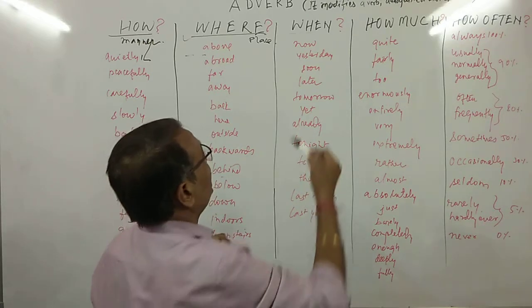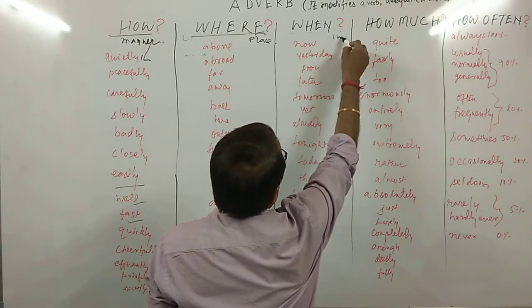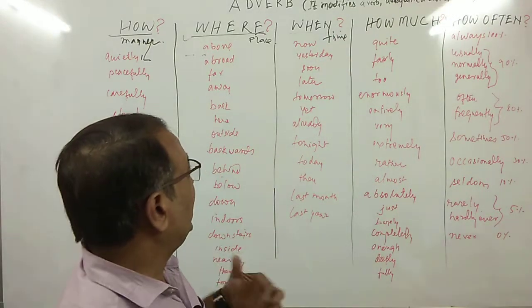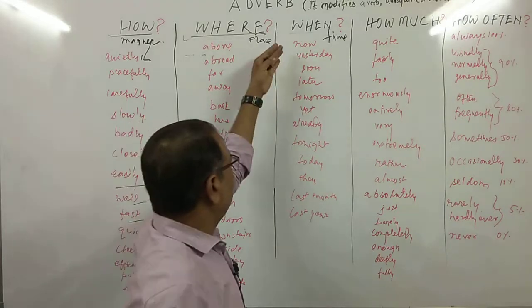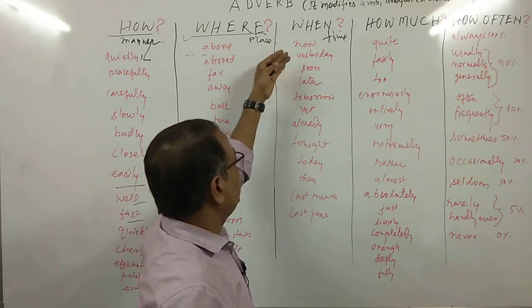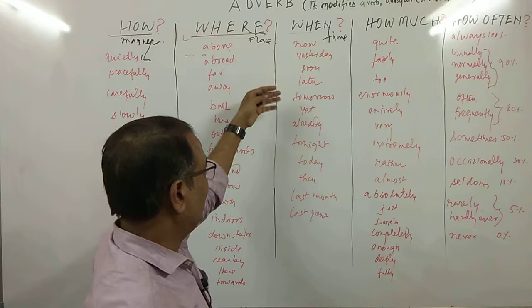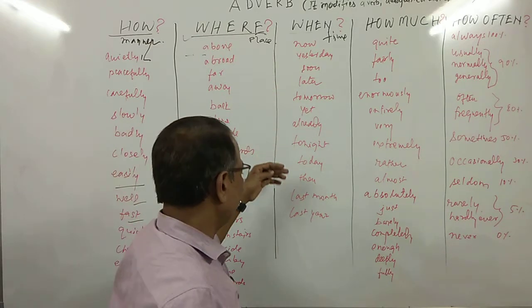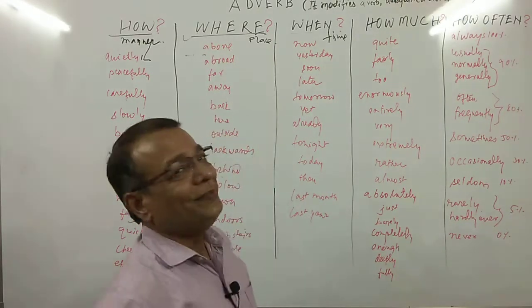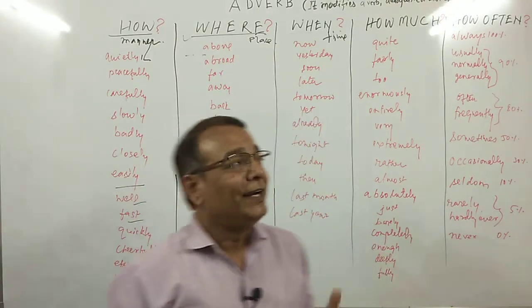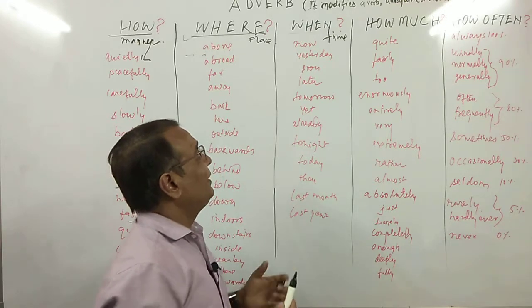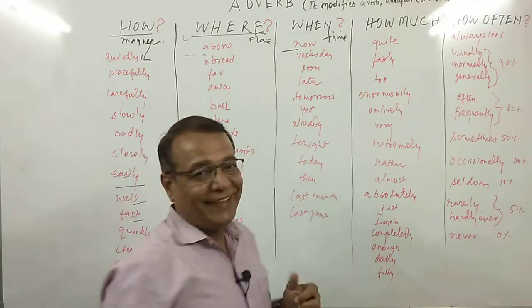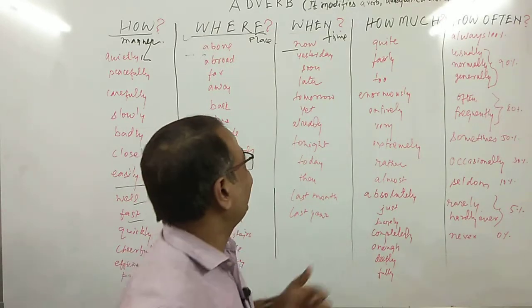When you are saying time, it is an adverb of time, here you are giving the answer of time. When is adverb of time. So here, just reading out the list: now, yesterday, soon, later, tomorrow, yet, already, tonight, today, then, last month, last year. People ask you such questions. When did you do this, right? When are you coming? And people say I am coming now. That is the answer. I am coming now.